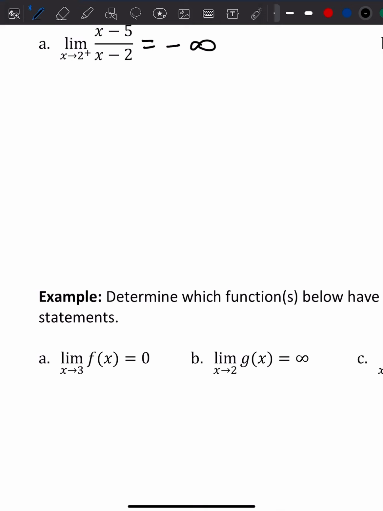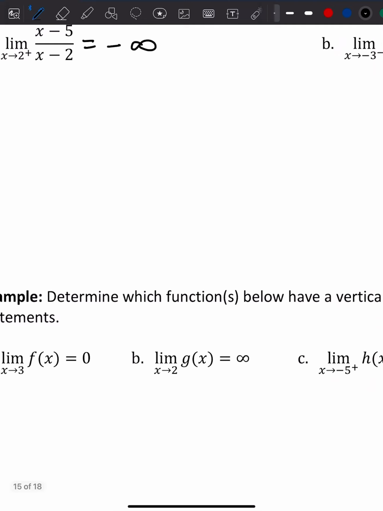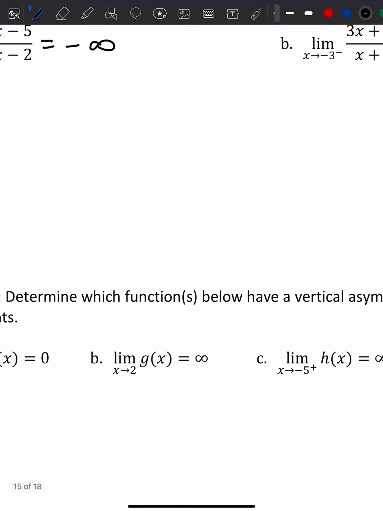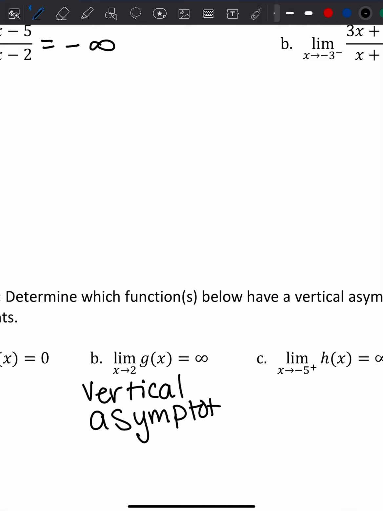So this does not tell me that we have a vertical asymptote. We could have a hole there, but we don't know for sure. It could just be a solid point. So it's not a vertical asymptote. This one, the limit as x approaches 2 of g of x is equal to infinity. This one does have a vertical asymptote, and it specifically has a vertical asymptote at our x value, so at x equals 2.